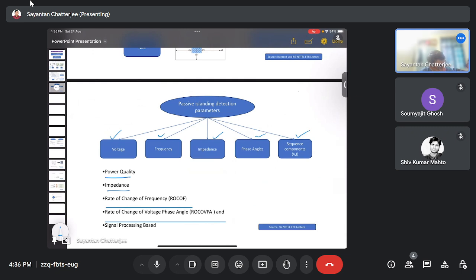Again, coming to the active islanding detection techniques, we have to inject some signals through inverter controllers.